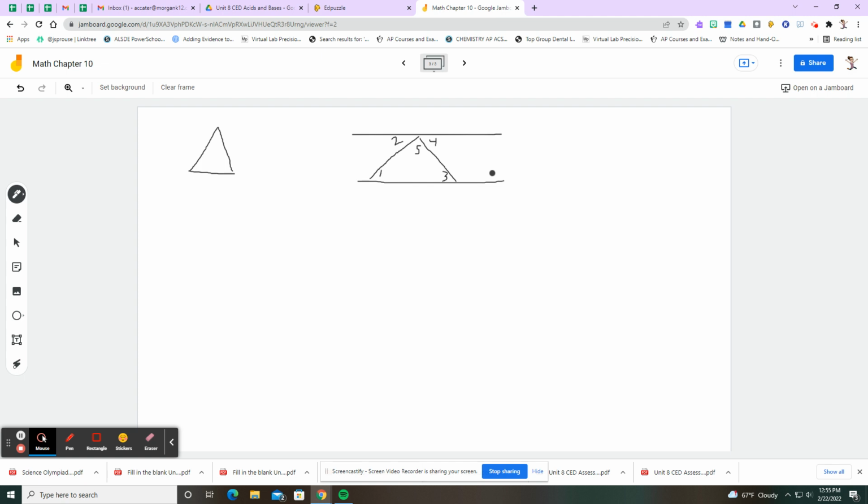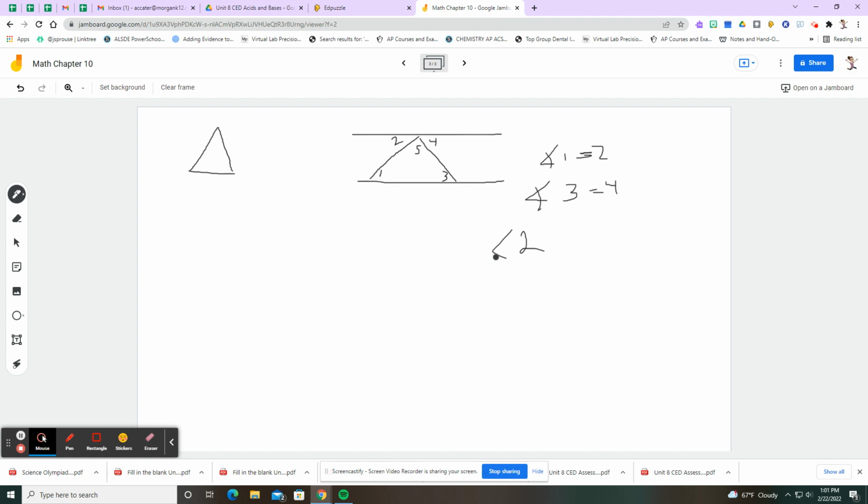Okay, so just what we had learned previously about angles, we can make some assumptions about triangles. Angle 1 and 2 are equal to each other. So then angles 3 and 4 are also equal to each other.